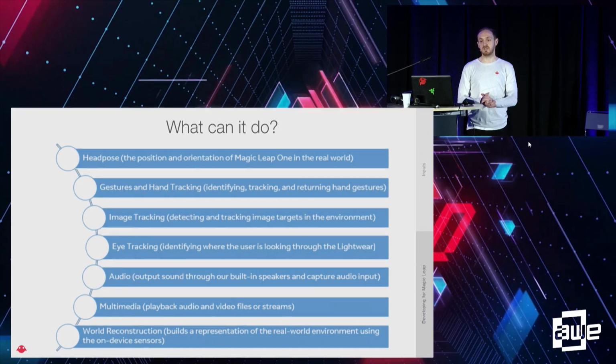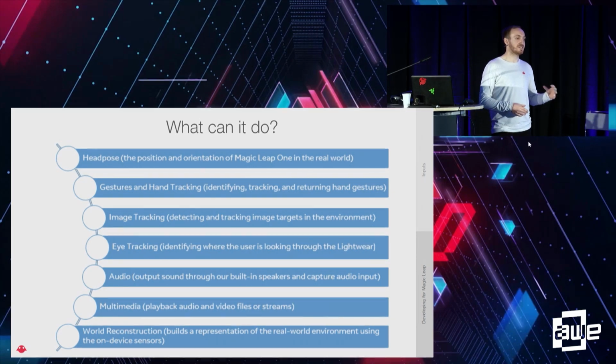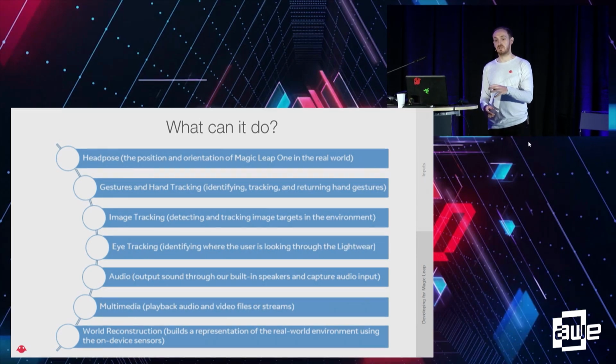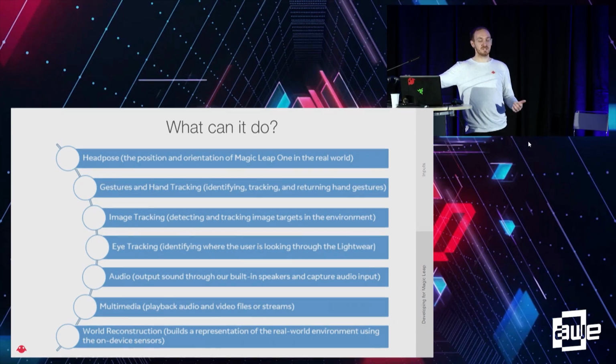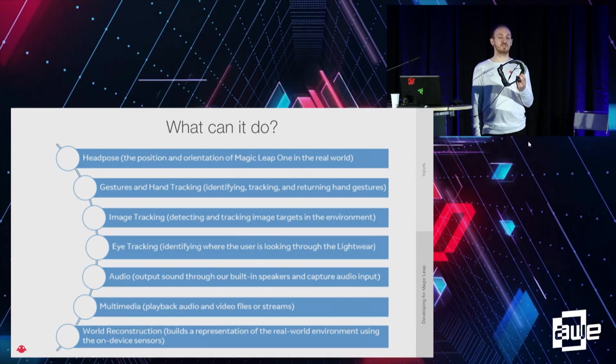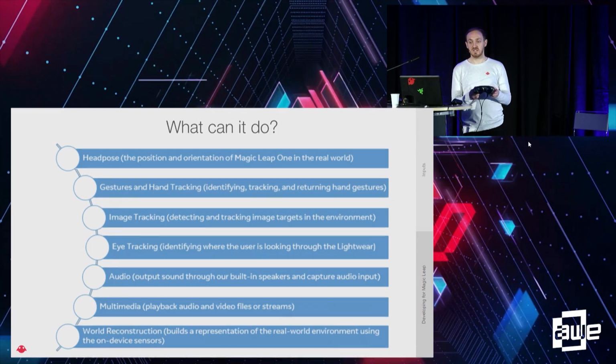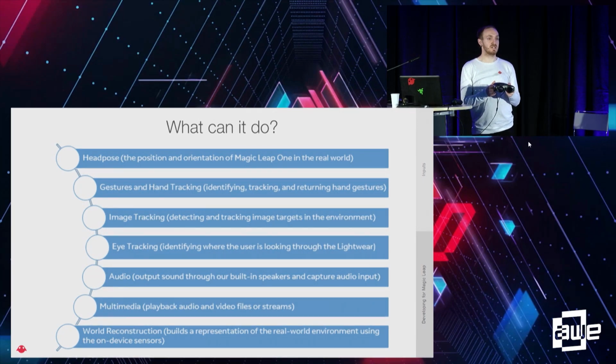So what can it do? What can we use to interact with digital objects in the physical world? So the very first thing, and the simplest thing, is actually using the head pose. Obviously, this is a full 6-DoF tracked device. So understanding where the user is moving the head, position or orientation, you can interact with digital objects.